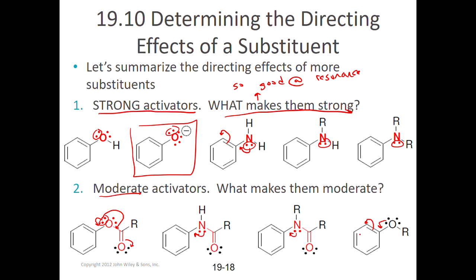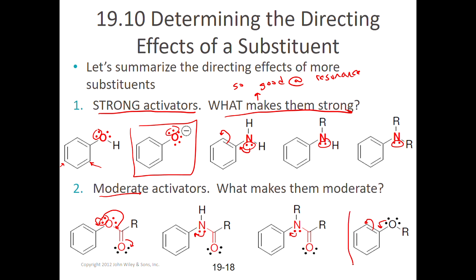All of the groups in both of these categories are ortho-para directors, because they specifically, through resonance, will donate electrons in and stabilize the structure a lot more if the new electrophile comes into the ortho or para position rather than the meta position.